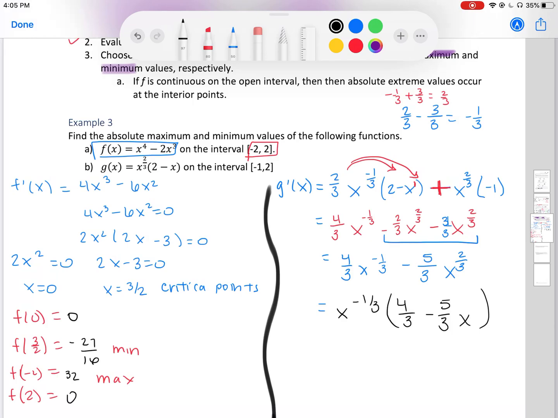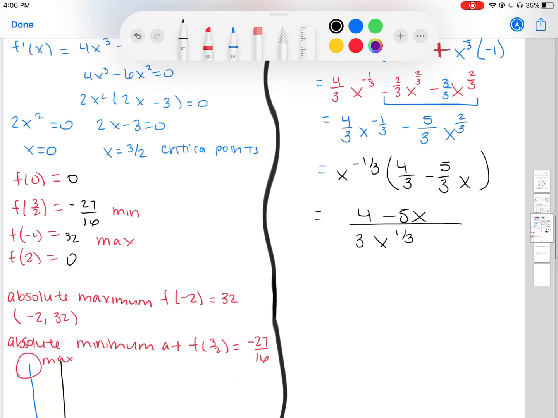Now, if you're confused when that happens, remember when you add them, we want to get 2/3. So you can also think of it as -1/3 plus 1 equals 2/3 if you want some more detailed reason for that. All right, so we can rewrite this to be 3x to the 1/3, 4 minus 5x. That was a lot of work for the derivative.